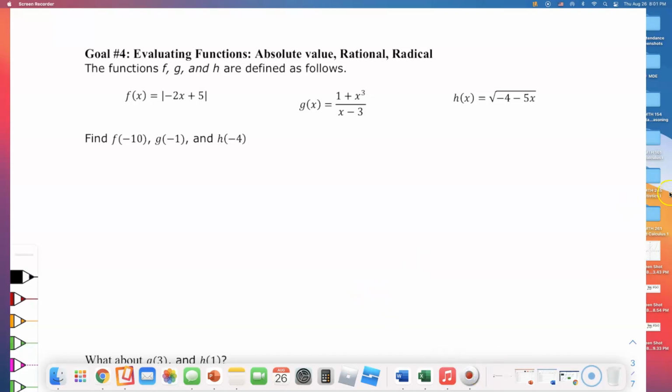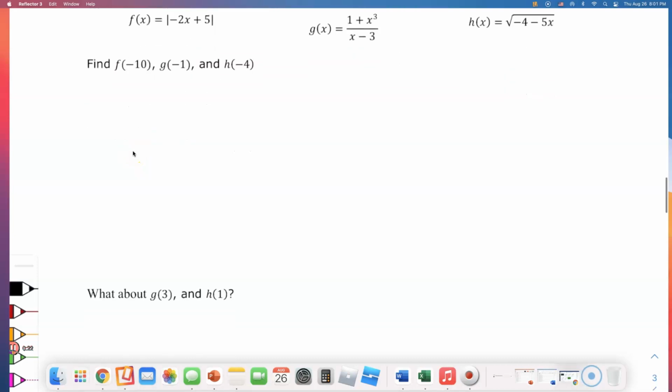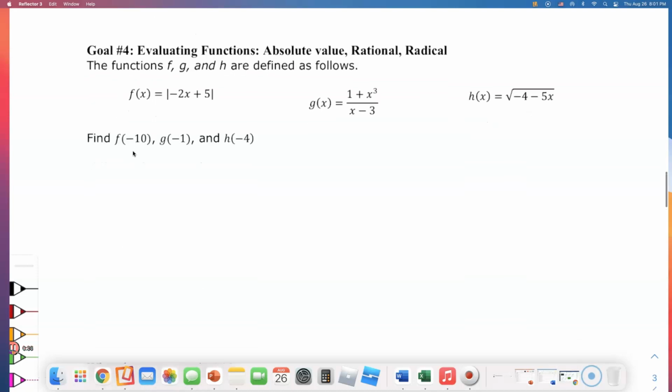Goal number 4 is to evaluate functions, 3 different types. We're looking at our absolute value, rational, and radical. First 3, f of -10, g of -1, h of -4 will have answers. So they're just plugging in, find the y value or the output value. But the last 2 that I added will be our little introduction to domain of rational and square root functions. So we'll take a look at these 2. But first, let's evaluate these 3 function values.